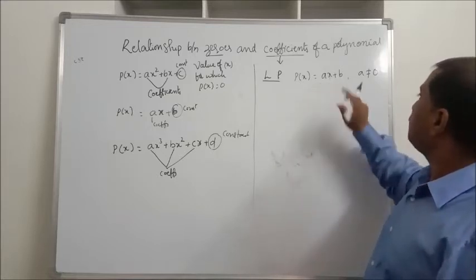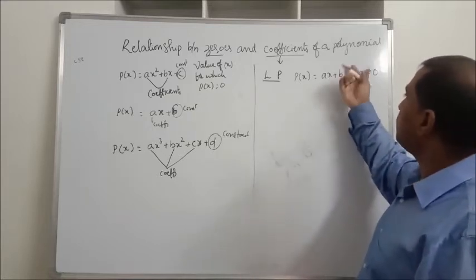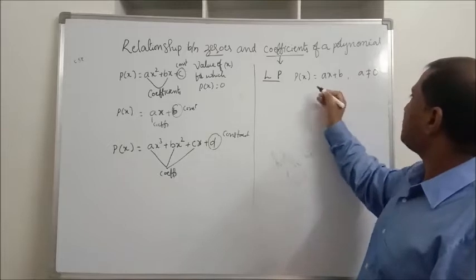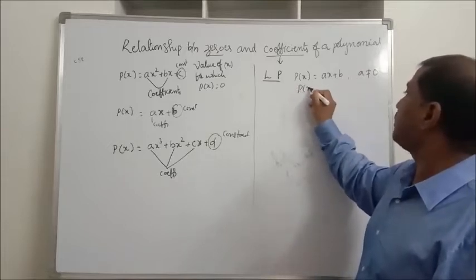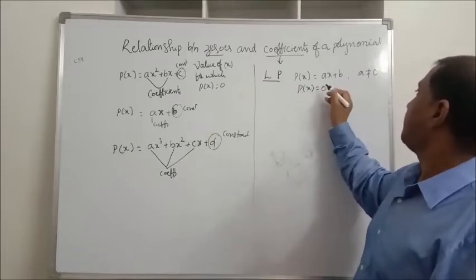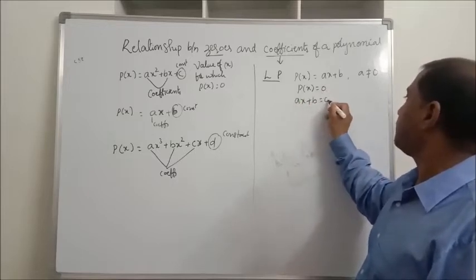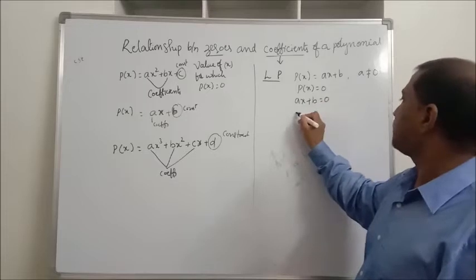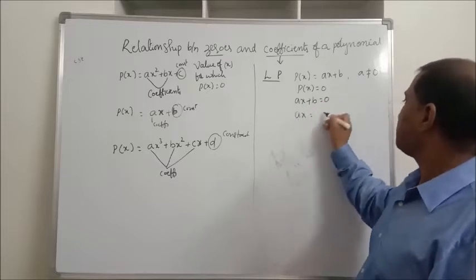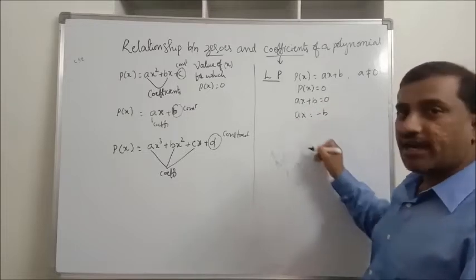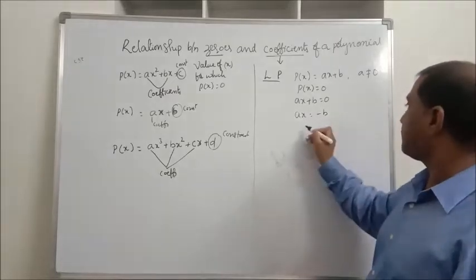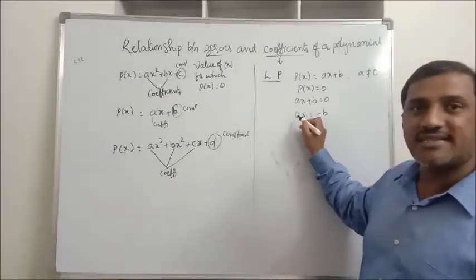Now what is the zero of this polynomial? To find the zero of the polynomial, we take p of x equal to 0. Here p of x is ax plus b, that is equal to 0. Transpose plus b to the other side: on the RHS plus b becomes minus b. Then transpose a to the RHS side, as ax means a into x.